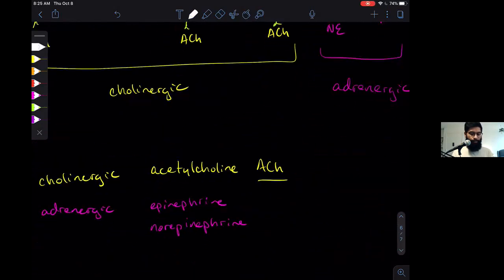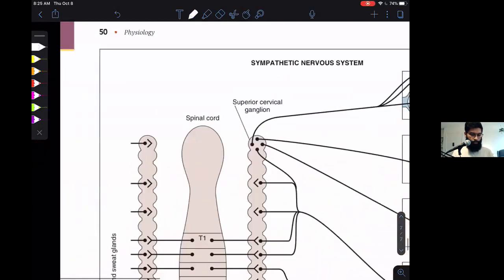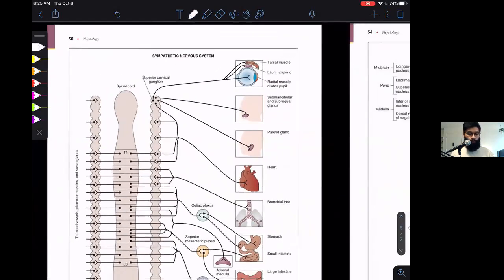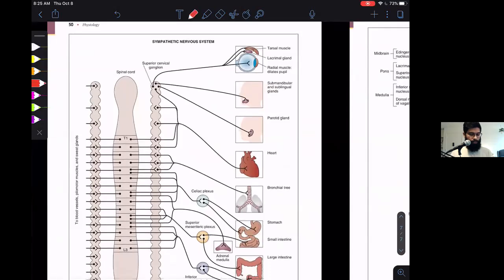And so the sympathetic nervous system is often known as the thoracolumbar division of the autonomic nervous system. And the reason is because you see here, it starts at T1 and then goes to L3. What that means is when it's exiting the spinal cord, remember this is part of the peripheral nervous system, leaving the brain, brainstem, spinal cord. The sympathetic nervous system is known as the thoracolumbar division. And that's because it exits the spinal cord.